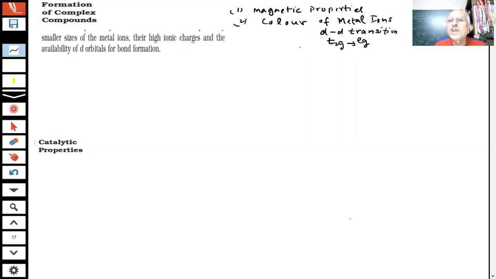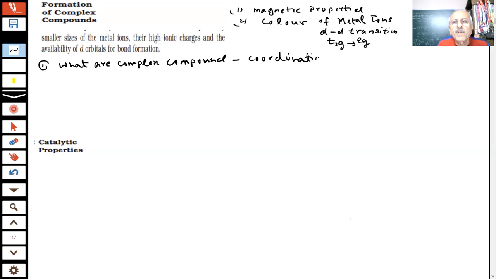Now we are coming to more important properties of the transition elements, students. As per our syllabus, you can see on the board we have the formation of complex compounds. First question will be, what are complex compounds? What do you mean by complex compounds? In the next chapter, we are likely to study the coordination compounds, which is a complete chapter we will be studying.